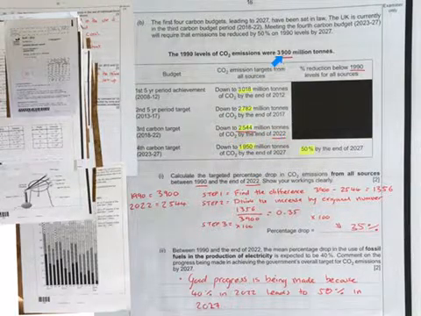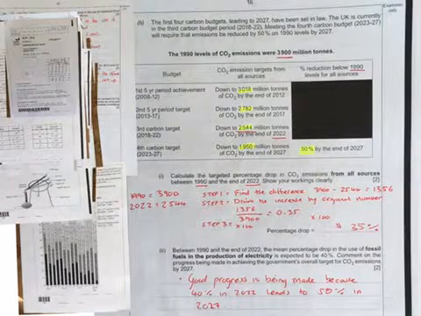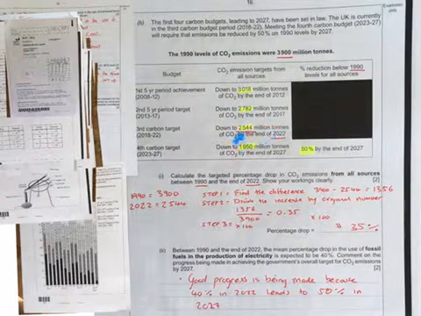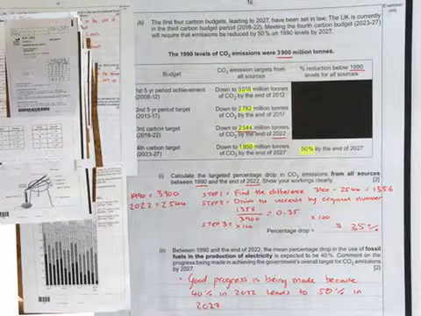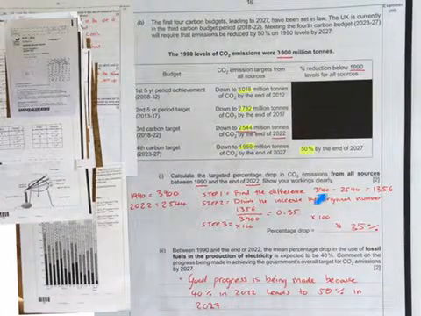So I know my emissions here was 3900 in 1990. My emissions in 2022 was 2544. Now, to see that percentage difference, step 1, you've got to find the difference between these two first. So 3900 minus 2544 gives me 1356.